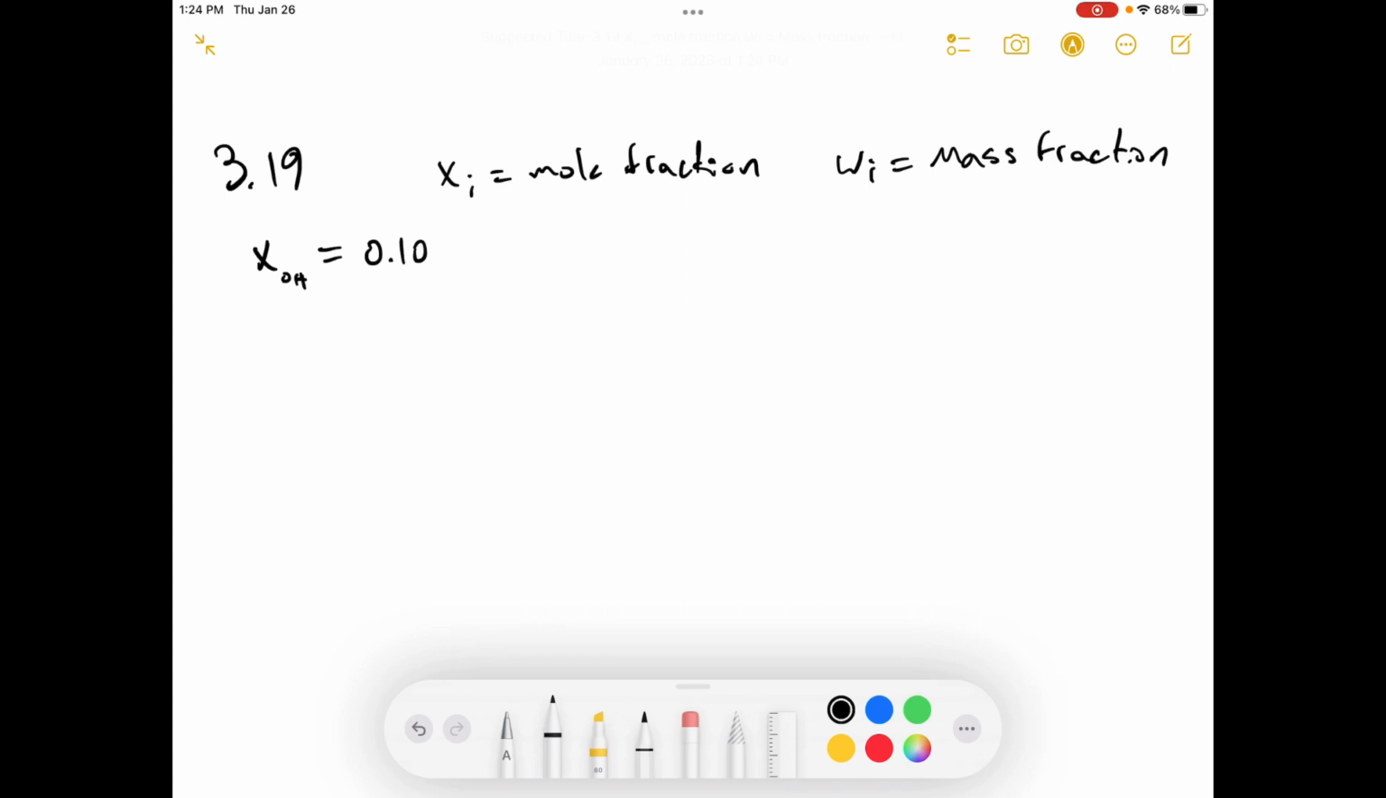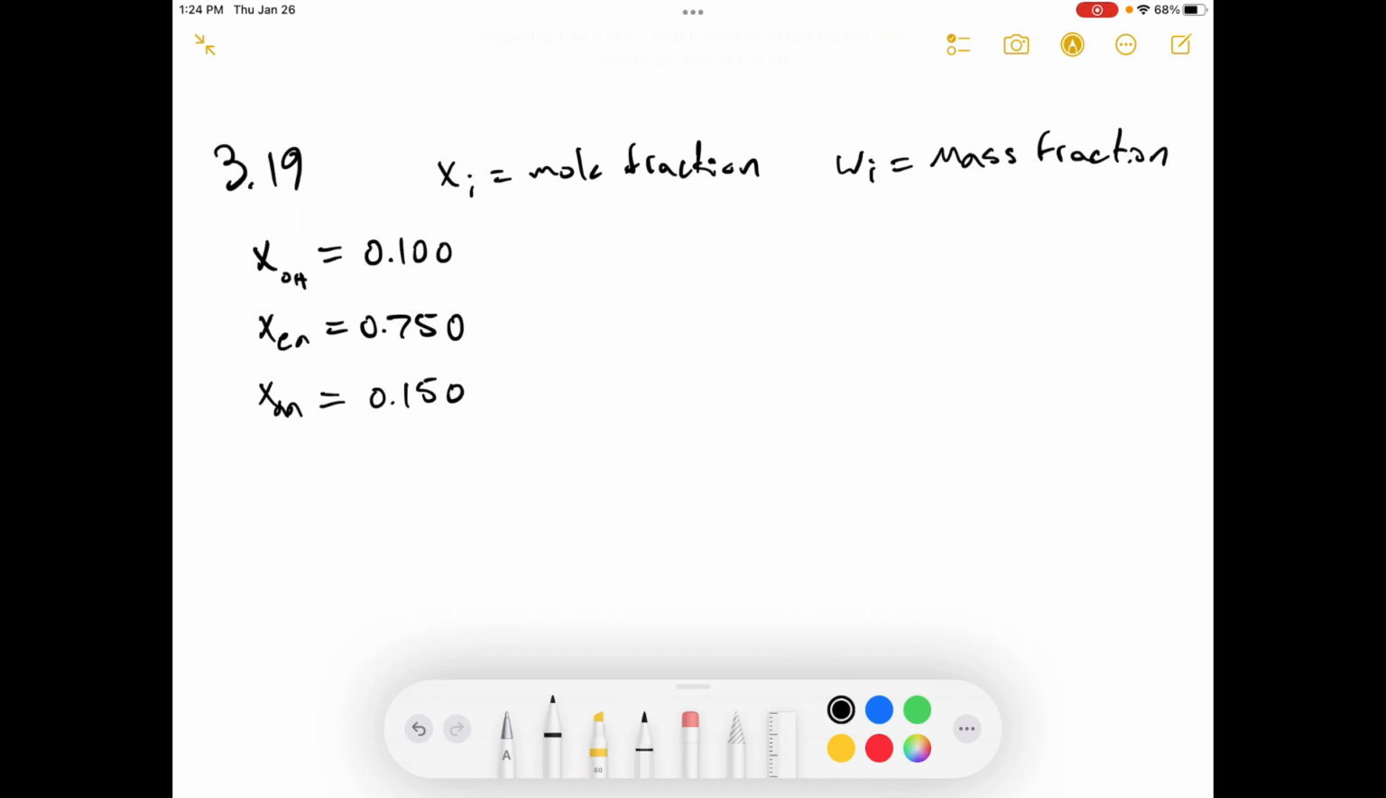And then we've got ethyl acetate, that is 0.75. Just notice there are 3 significant figures there, so we'll put that in. And then we've got acetic acid, so that's AA, and that one is 0.15. Okay. First thing he says, calculate the mass fractions of each compound.